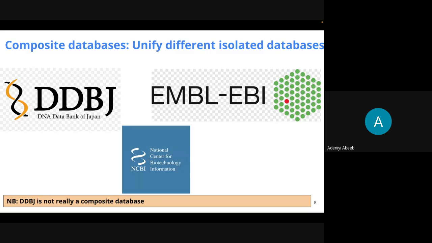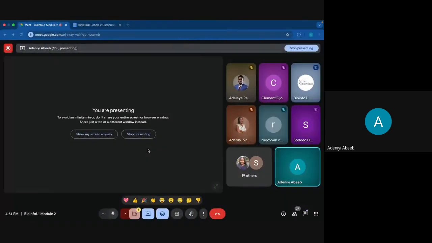So the composite databases, I just wanted to talk about them more. Like I said, they unify the different isolated databases, all of those databases that we've talked about. What composite databases do is take those isolated ones and bring everything together under the same roof so that we don't have to be jumping from one link to another. If you just log in to NCBI, you can get the links to other databases just by being in NCBI.